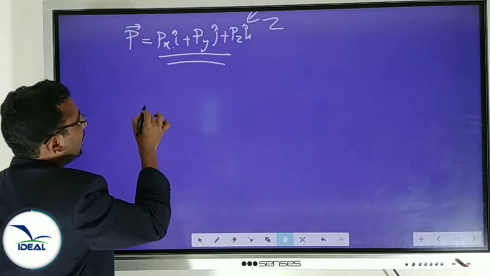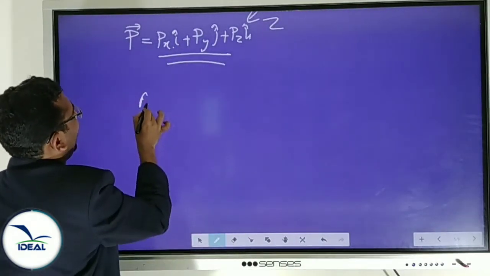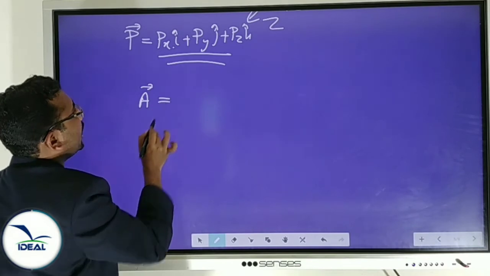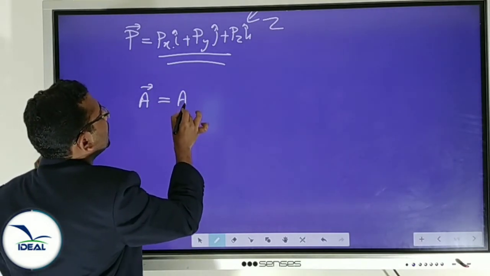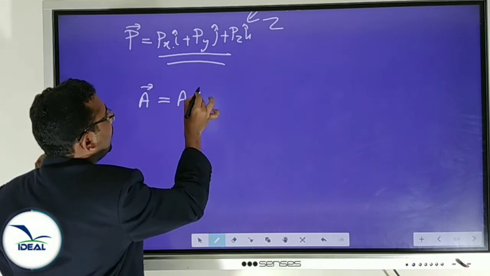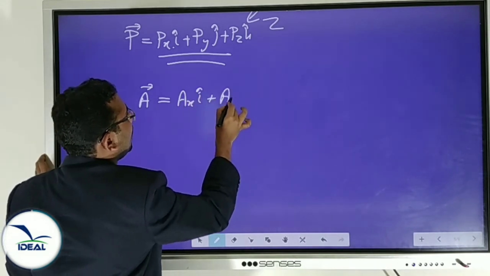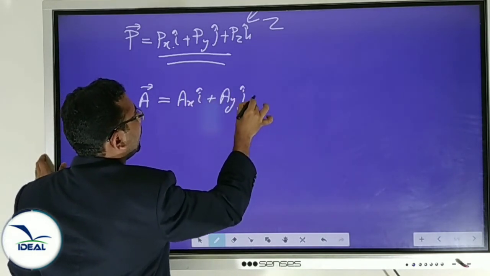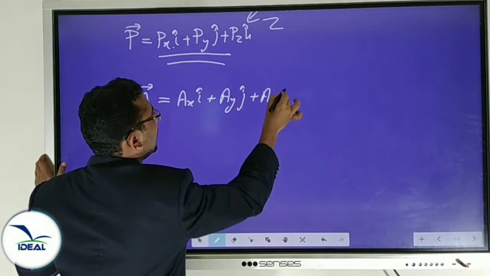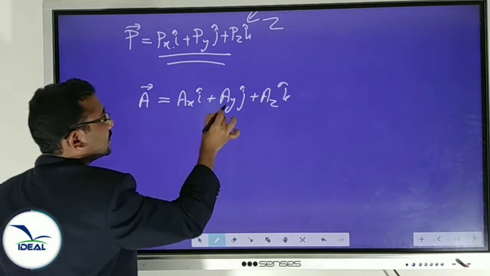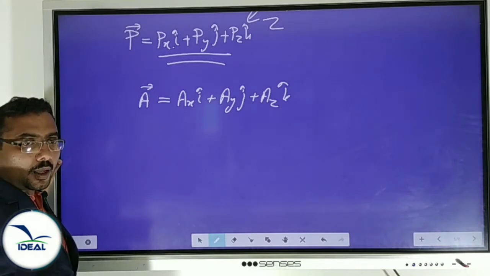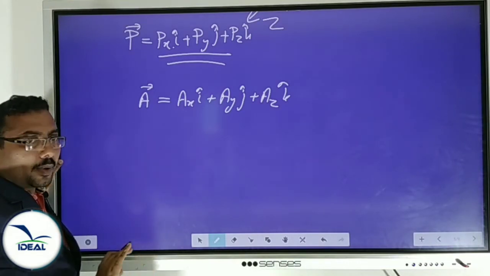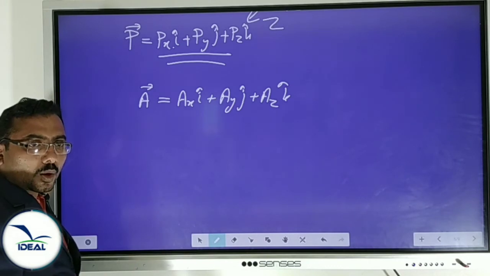Suppose we have a vector A. This vector A can be represented as ax i cap plus ay j cap plus az k cap. Ax, ay, az are rectangular components in 3 planes.